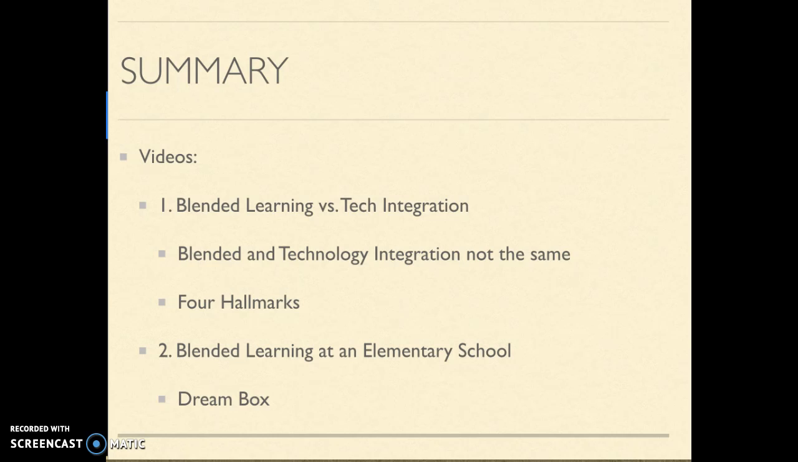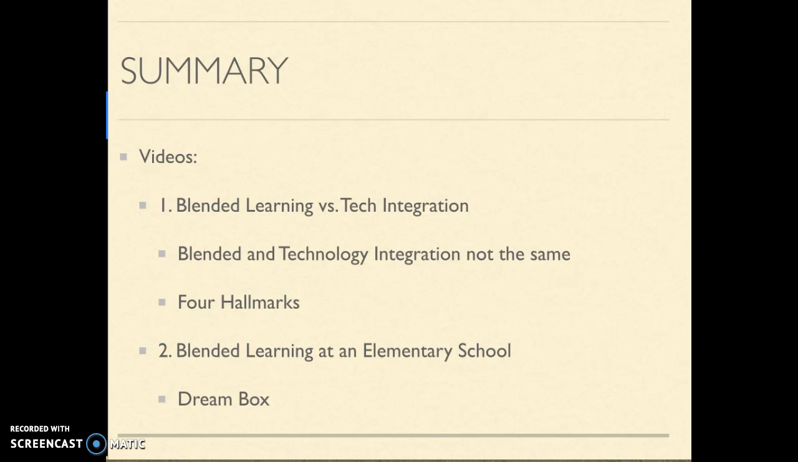There are four hallmarks in this video. The first one I forgot what it was, but the second one is that it increases students' collaboration and control. It increases online presence and it repurposes time. Those are the four hallmarks.